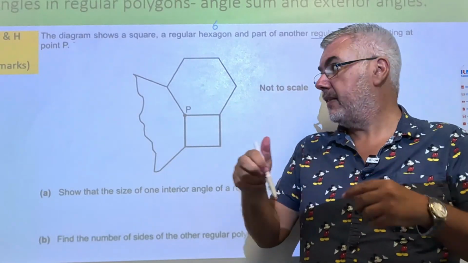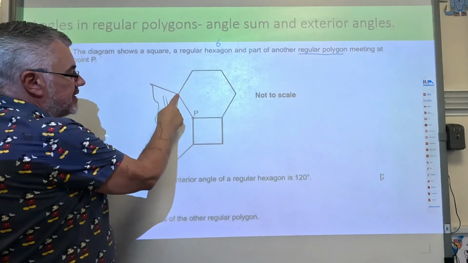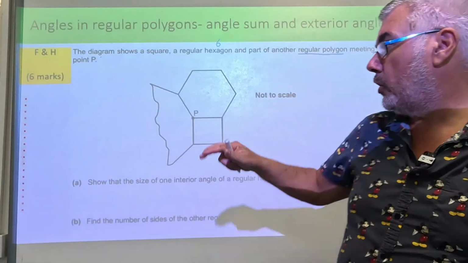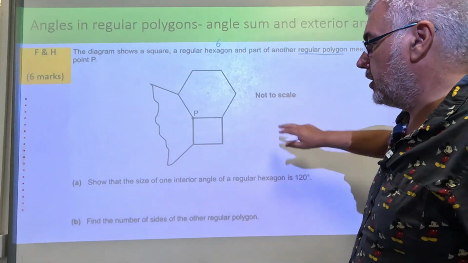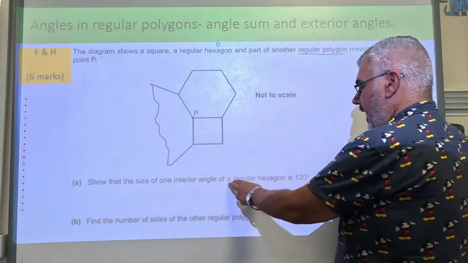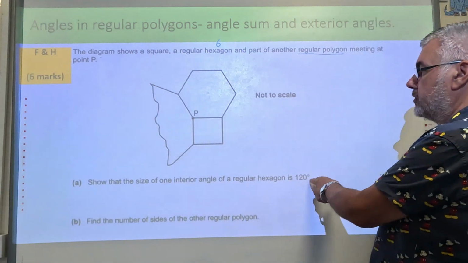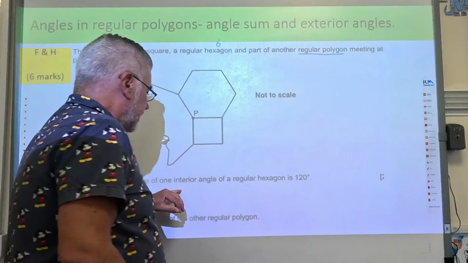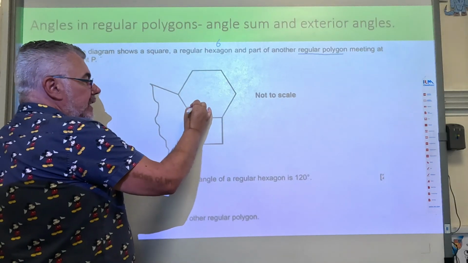Regular just means the lengths are the same. So this length is the same as this one, is the same as this one, and it means the angles are the same. Not to scale, most exam questions will say this. Show the size of one interior angle of a regular hexagon is 120. So they're not asking me to do anything with this yet. They're asking me to find one interior angle of a regular hexagon.